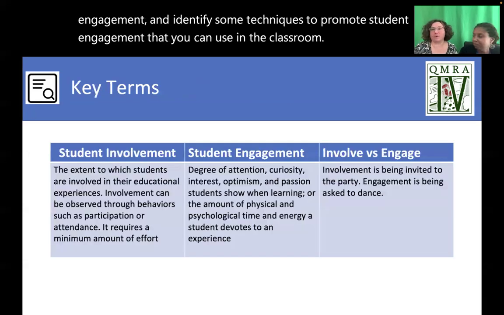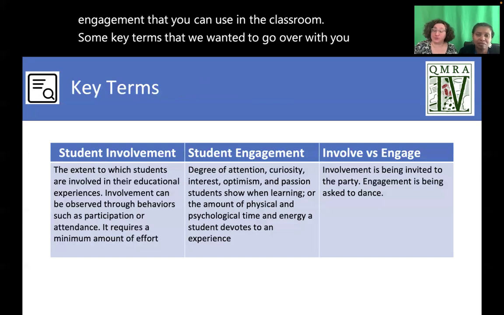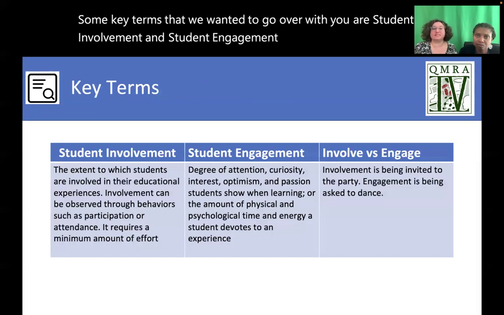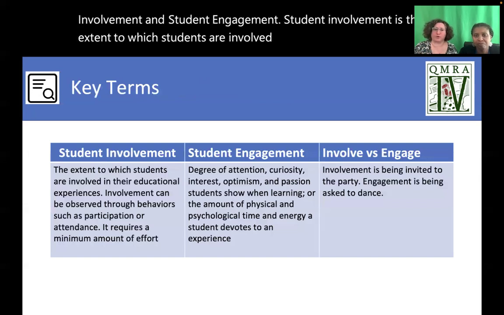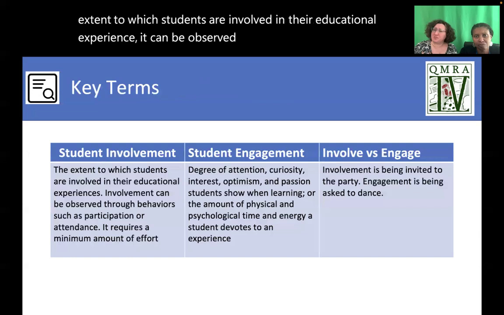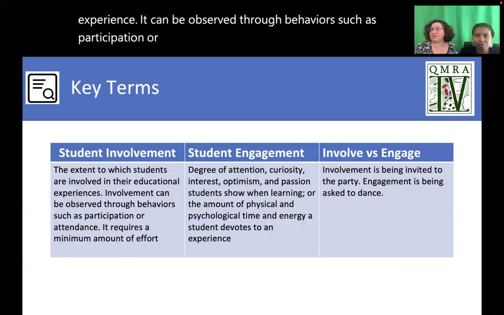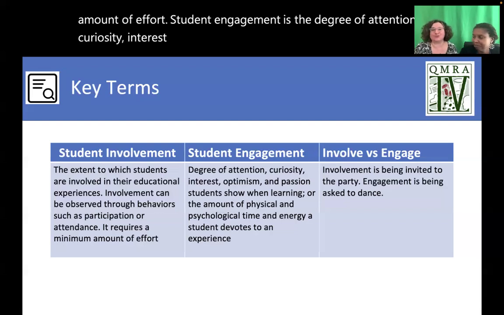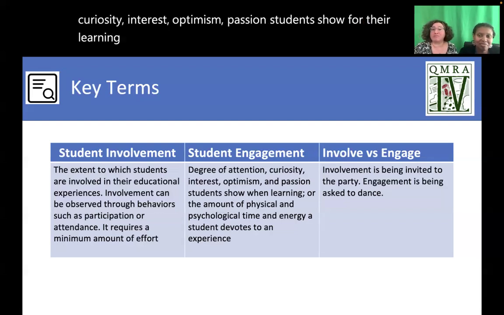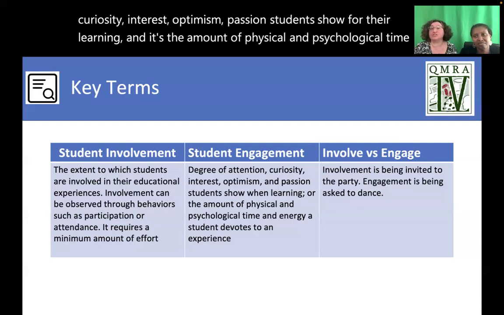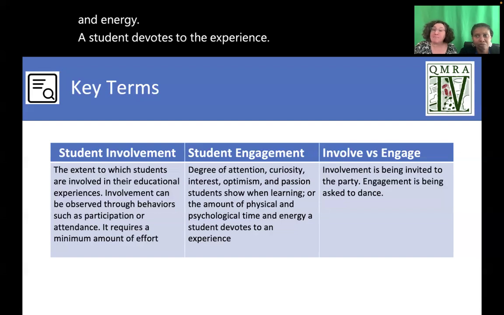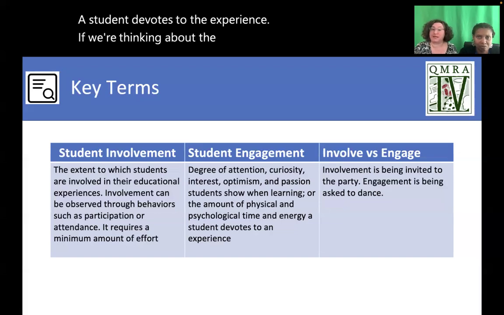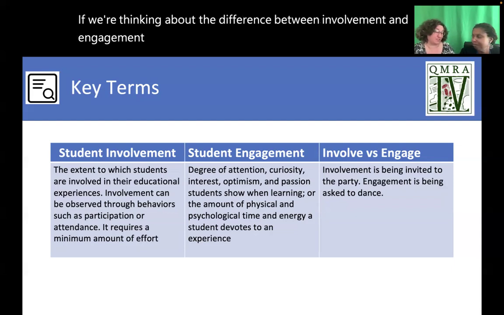Some key terms that we wanted to go over with you are student involvement and student engagement. Student involvement is the extent to which students are involved in their educational experience. It can be observed through behaviors such as participation or attendance, and it generally requires a minimum amount of effort. Student engagement is the degree of attention, curiosity, interest, optimism, and passion students show for their learning. And it's the amount of physical and psychological time and energy a student devotes to the experience. If we're thinking about the difference between involvement and engagement, involvement is being invited to the party. Engagement is being asked to dance.